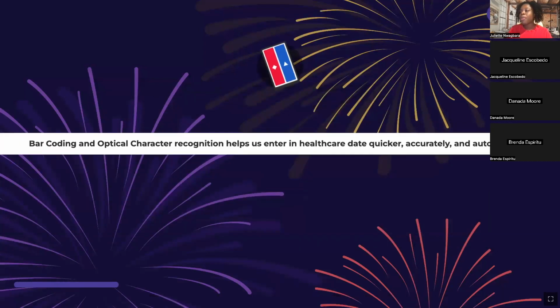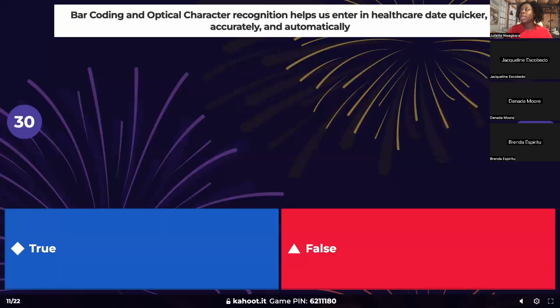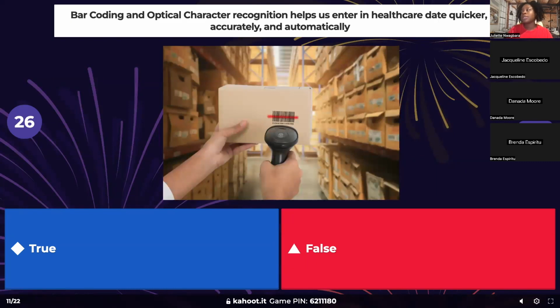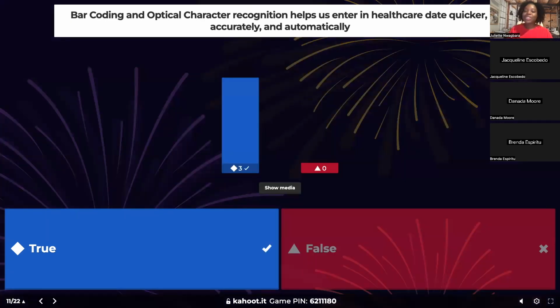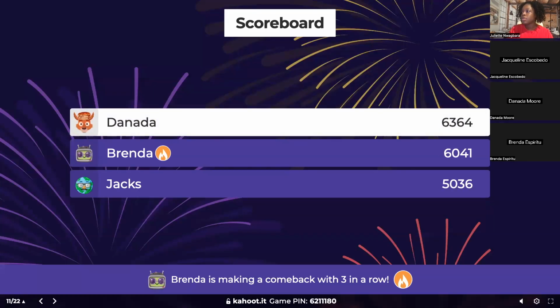True or false? Barcoding and optical character recognition helps us enter in healthcare data quicker, accurately, and automatically. True or false? Okay. That is correct. It does help. It helps a whole lot. So you guys will see the little barcodes in all aspects of healthcare, and it really helps make things work more fluently. Okay. You guys are neck to neck over here. You're making a comeback. Here we go.